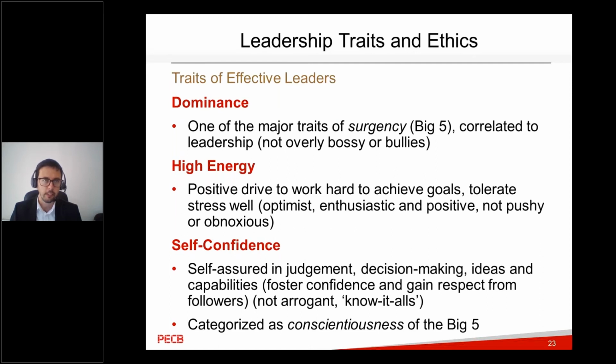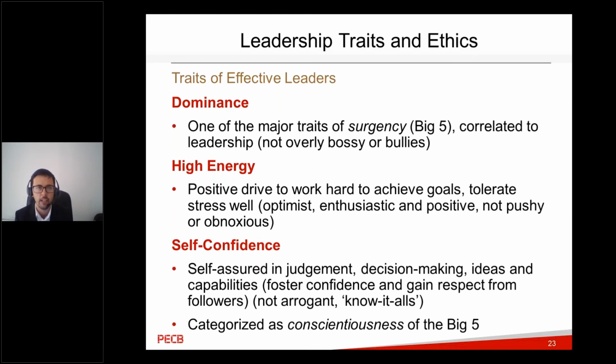Then another trait that we will be discussing is the high energy trait. When we're talking about the high energy trait, it is something that most effective leaders seem to have. Leaders have high energy with a positive drive to work hard in order to achieve goals. So they have a never-ending level of energy to reach their own goals. Leaders usually are the ones that have enthusiasm and they don't give up, as they usually project a positive attitude to others as well.